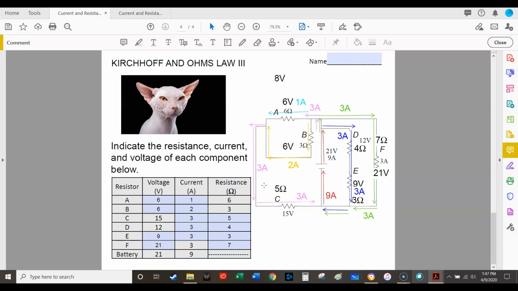So what I want you to do is practice following those currents around and do your best on this lab tutorial. All right, good luck.